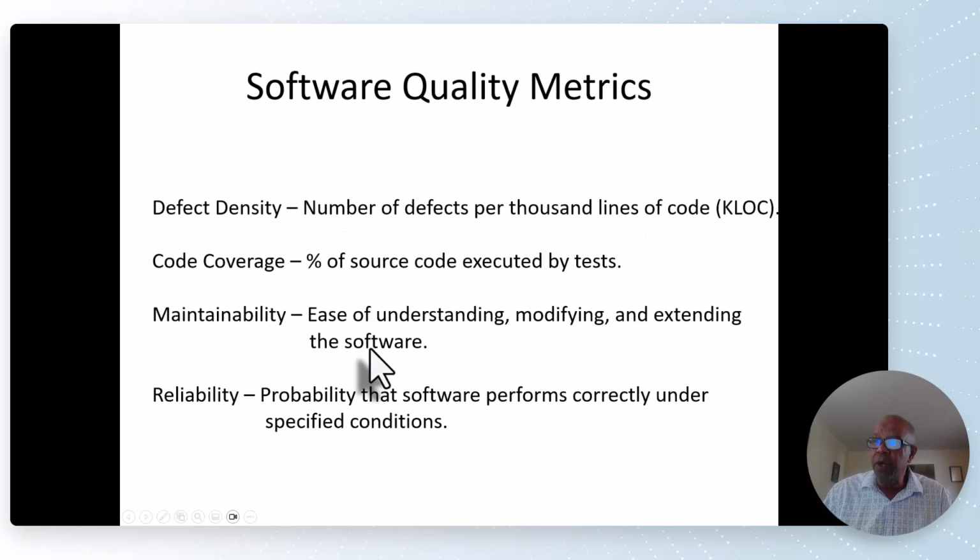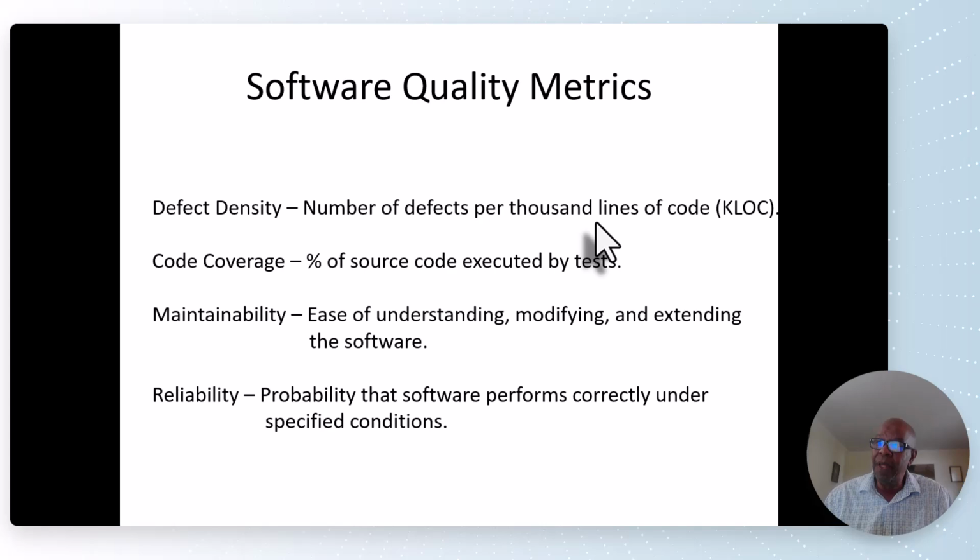Software quality metrics. Here are some of the ones that are most effective and used. Defect density: the number of defects per 1,000 lines of code. If we have 2 defects per 1,000 lines of code versus 100 defects per 1,000 lines of code, that tells us something about the product and the system. A higher density affects the quality of the product, because a large density means a lot of bugs.